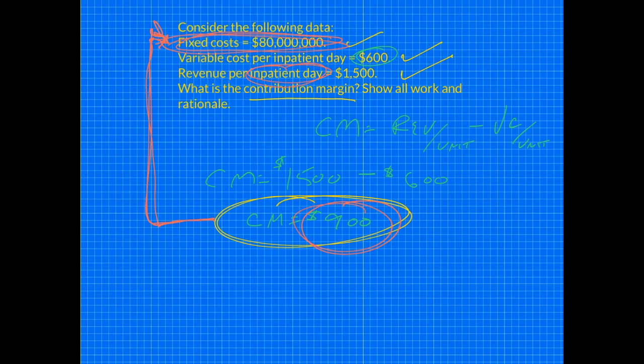So think of it that way. What does it contribute to? It's the contribution to covering the fixed costs that you have in that situation. So that's as easy as that problem is. Don't overthink that type of problem. Let's move on to our last example.